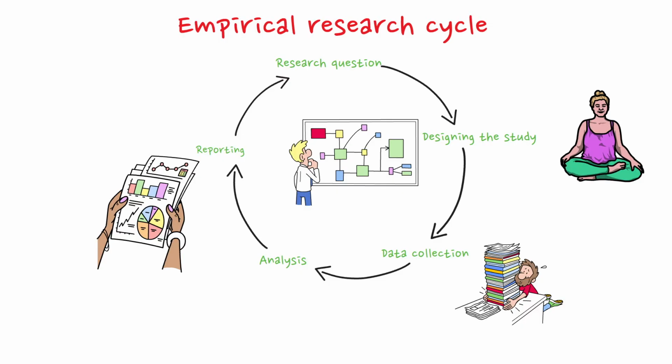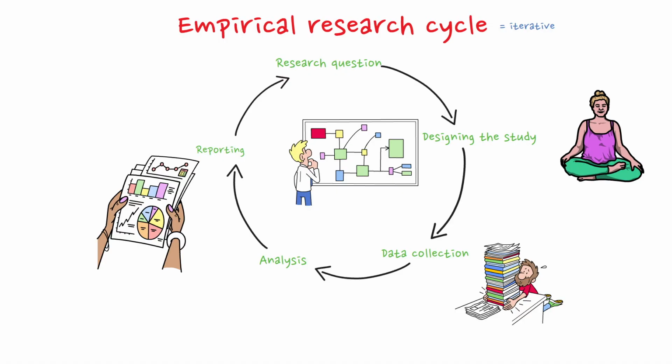Now, although this sounds like a simple step-by-step sequence, the reality is more dynamic. The research cycle is iterative, which means it loops back on itself. For example, reporting on one study often sparks new research questions, and parts of the report, such as the introduction, are often written before the data are even collected.